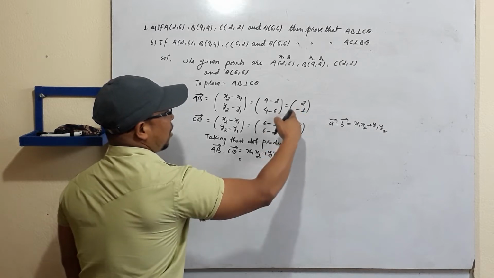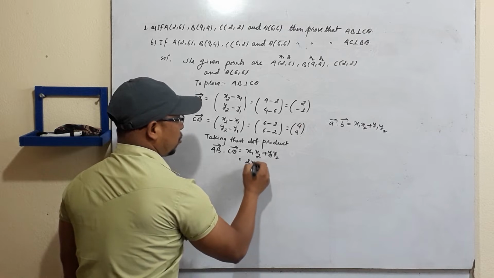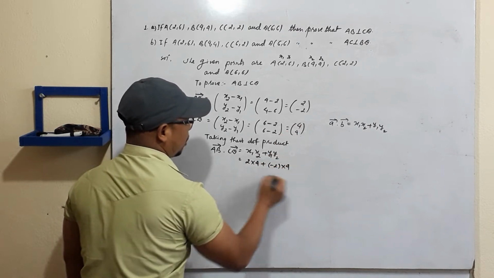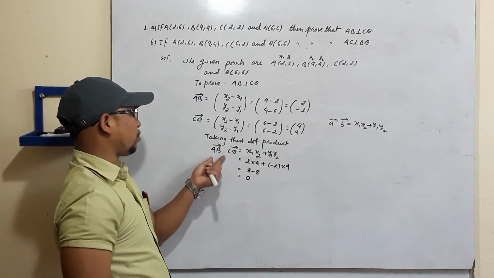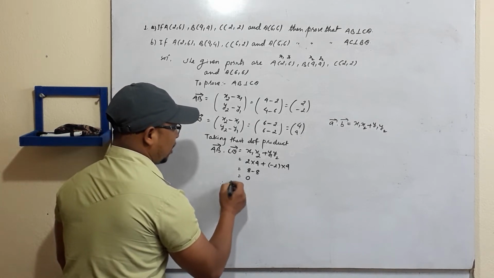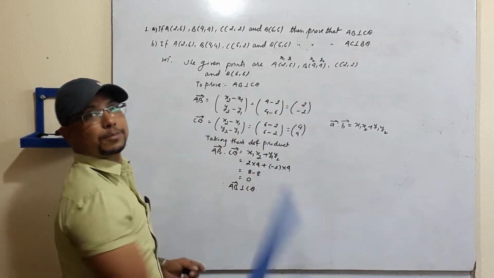x1 y1, x2 y2: 2 into 4, plus minus 2 into 4. This gives you 8 minus 8. This comes to 0. That means when the dot product is 0, they are perpendicular. So this is the answer. AB is perpendicular to CD, hence proved.